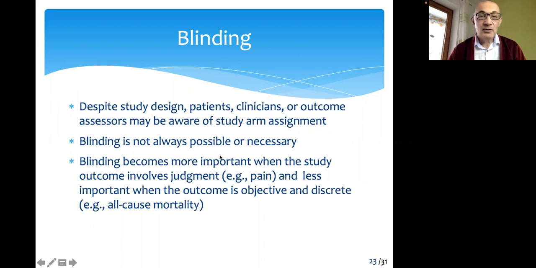So blinding is so important that we have to talk more about it. Despite study design, patients, clinicians, or outcome assessors may be aware of study arm assignment. We are very curious. It is shown that the doctor is trying to look into the envelope and to see what is written in it. Is this a study group or a control group, and so on. Blinding is not always possible. Sometimes also it is not necessary.